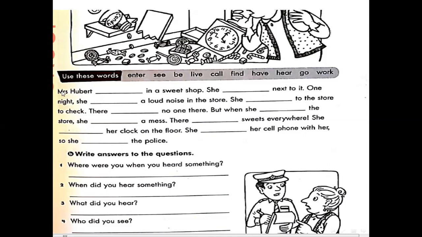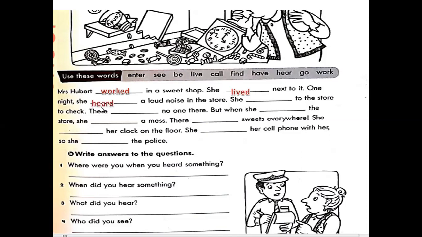Let's start. Mrs. Hubert blank in a sweet shop. Yes, that's right. She worked. She blank next to it. What is the correct answer? Yes, she lived. Remember, here we add ed and here we add d only to make the past simple tense. One night, she blank a noise. Yes, she heard.